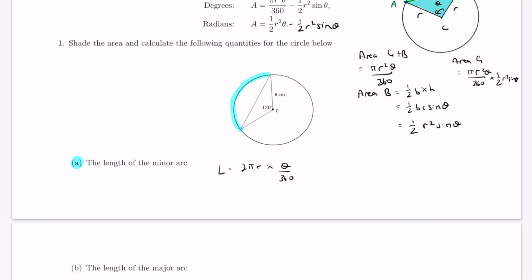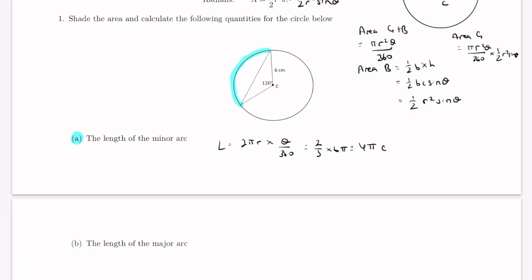Now, if you think about it, theta is 120. 120 divided by 360 is just 1/3. So you end up getting 2/3 pi r. But because we know this length over here is 6 centimeters, it's just 2/3 times 6 pi, which gives you 4 pi. You can just leave it like that and then put centimeters at the end.